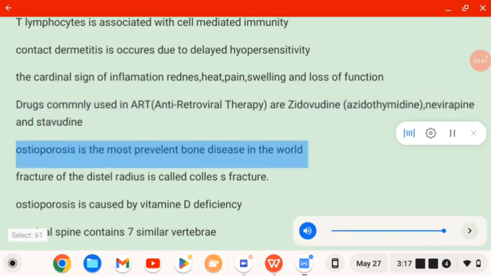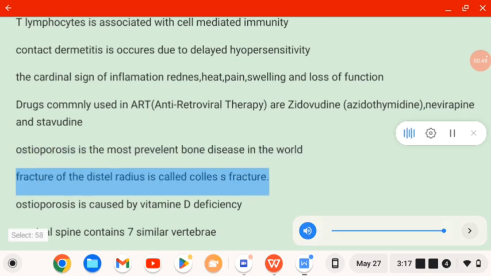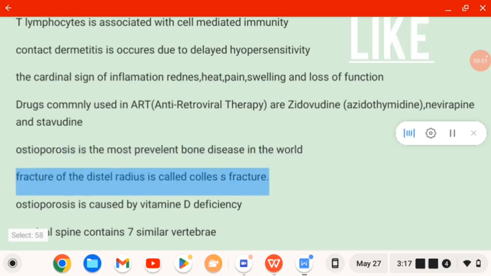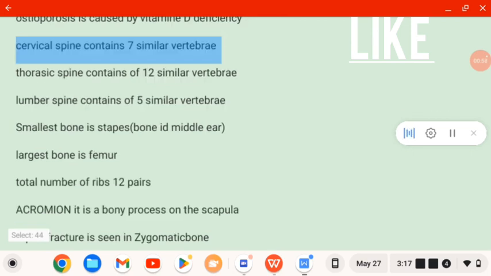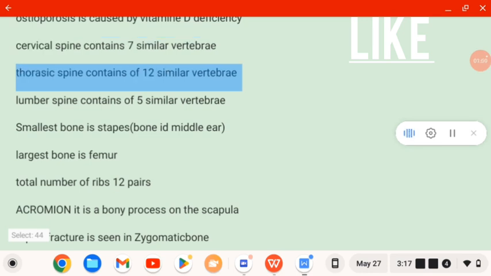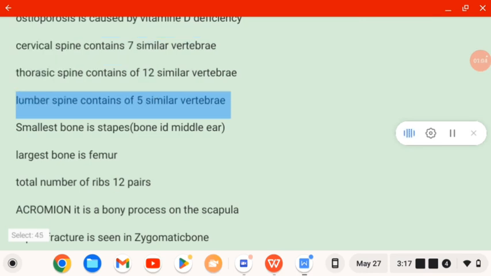Osteoporosis is the most prevalent bone disease in the world. Fracture of the distal radius is called Colles' fracture. Osteoporosis is caused by vitamin D deficiency. Cervical spine contains 7 similar vertebrae. Thoracic spine contains 12 similar vertebrae. Lumbar spine contains 5 similar vertebrae.